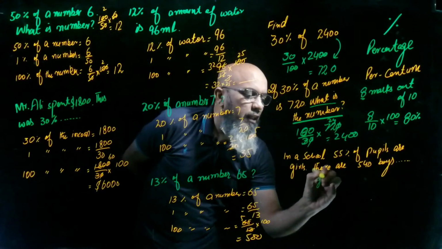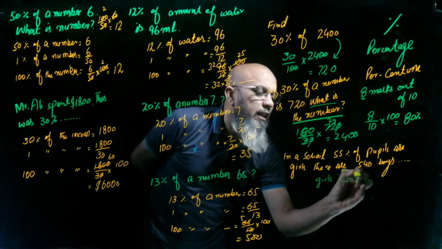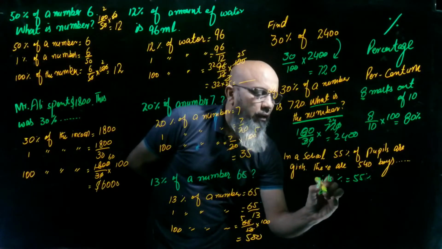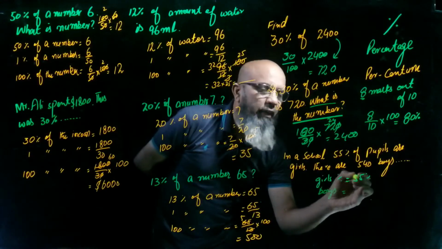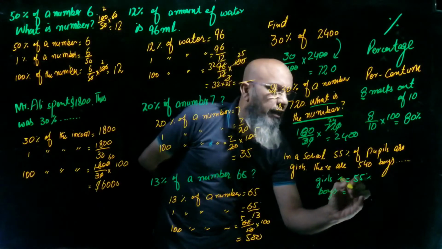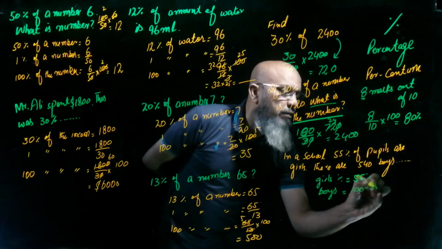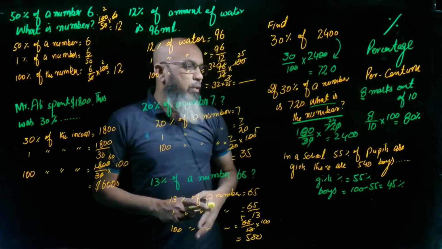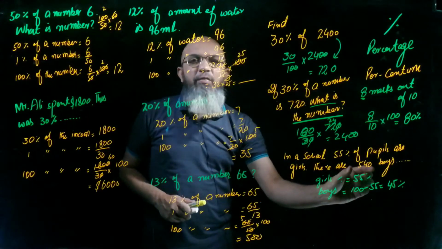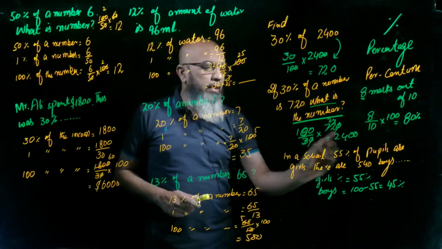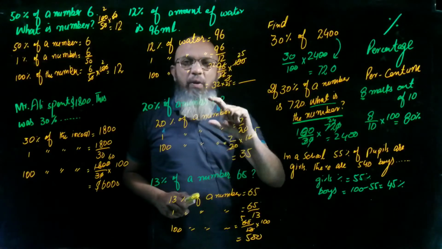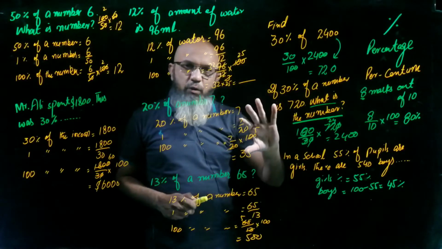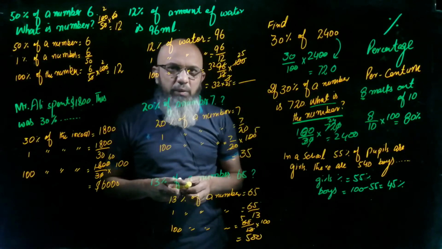So if 55% of pupils are girls, how much is the percentage of boys? Simply you will write the girls percentage, that is 55%. So what will be the boys percentage? How can you find it? Quite easy, you will subtract 55 from 100. 100 minus 55, you will get your answer, that is 45% boys. So how many boys are there? 540 boys. 540 boys means 45% of the students are 540. So what will be the total strength of the school? We have to find it.